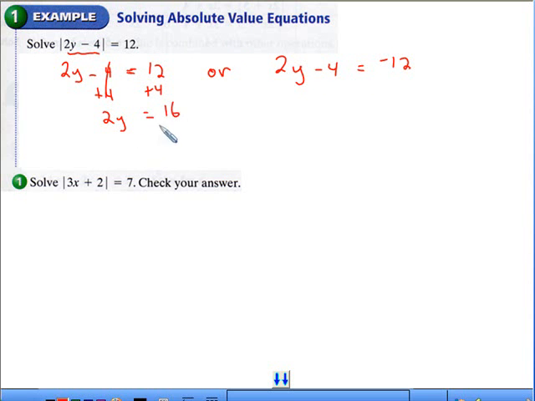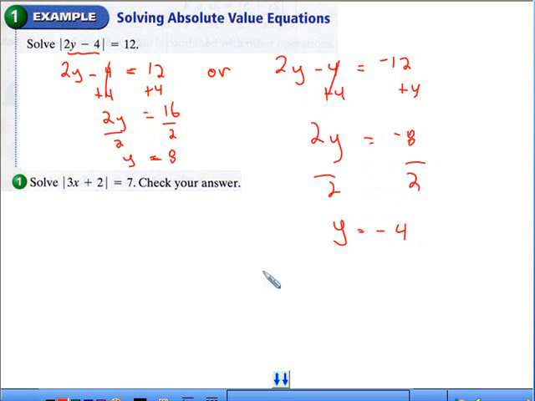You're going to add 4, 2y is equal to 16, divide by 2, y is equal to 8. Add 4, 2y is equal to negative 8, divide by 2, y is negative 4. So your two solutions, if you were to graph them: show where 0 is at, negative 4 about there, and 8 about right here. You make a bubble at negative 4, color it in, a bubble at 8, color it in, and that's it.